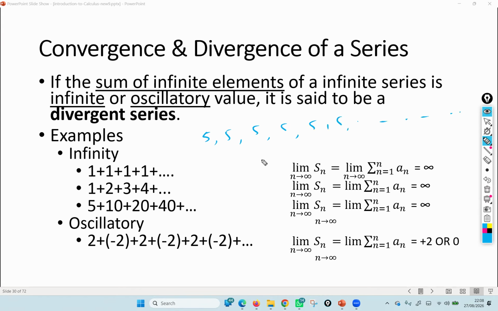It goes forever. Now, is this a divergent sequence or convergent sequence? Anyone? This is a sequence, right? Because I can tell the next term. Convergent. Sorry?